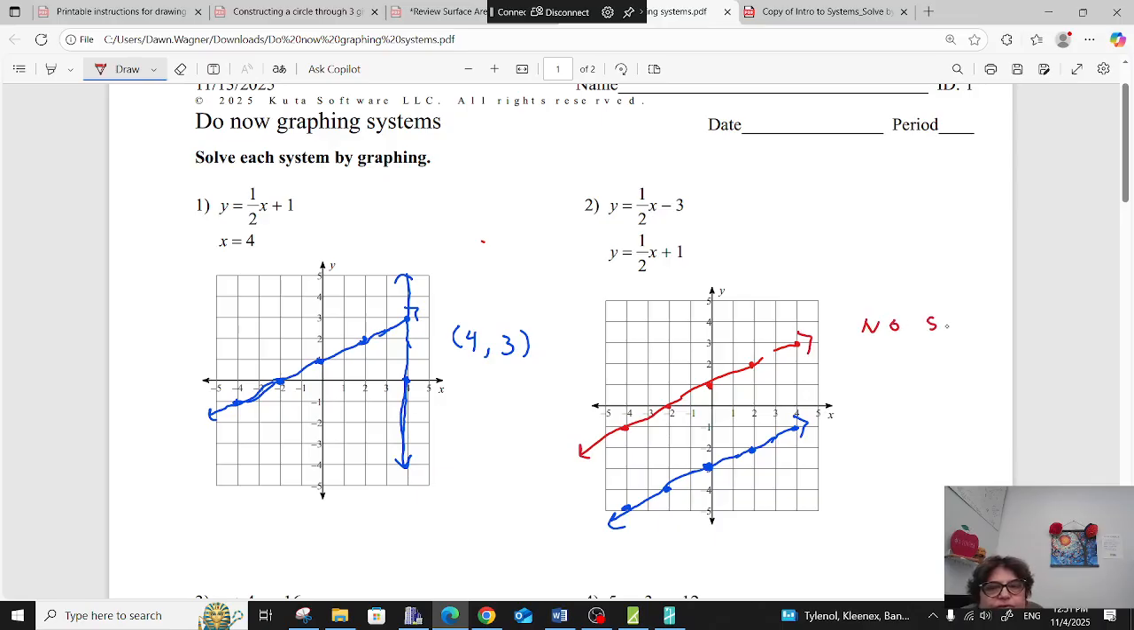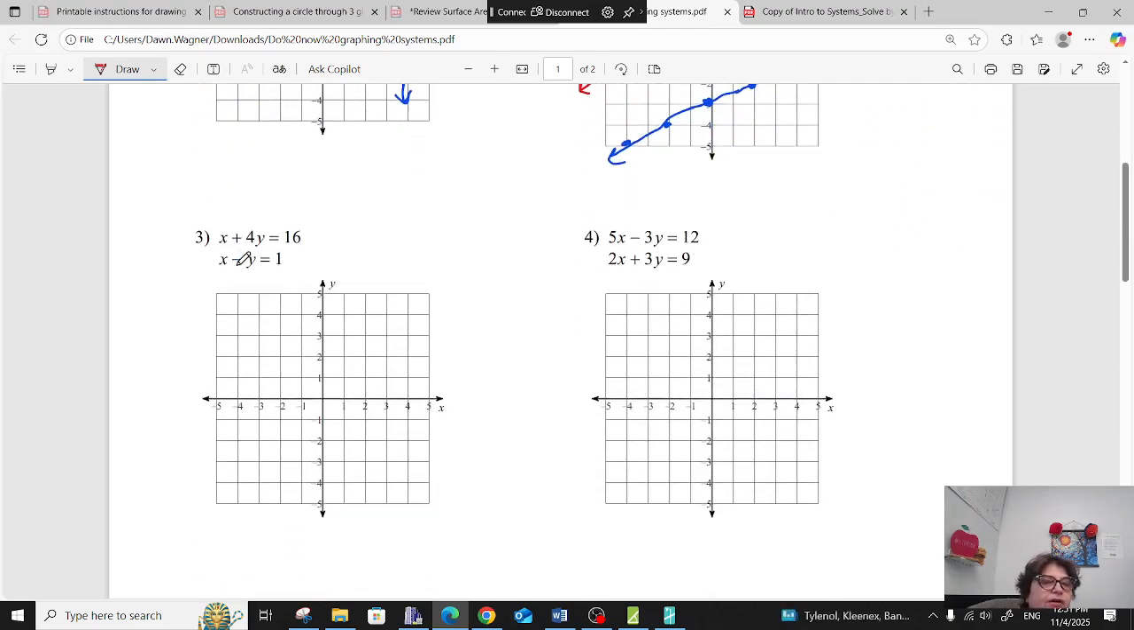No solution. Now, we knew it would be no solution because what do I notice about the slopes? Yeah, because the slant of the line is the same. I start at different places, but the slant is the same. So parallel lines would mean no solution because they never cross.